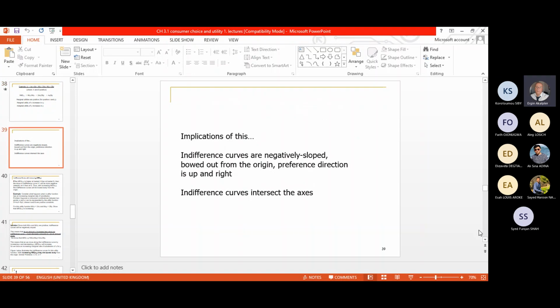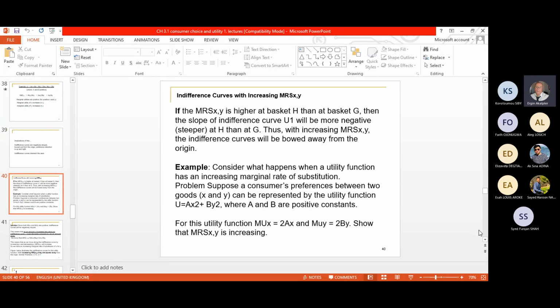Implication of this: indifference curves are negatively sloped and bowed out from the origin. Preference direction is up and right, and indifference curves intersect the axes. Indifference curves with increasing marginal rate of substitution of x to y: if the marginal rate of substitution of x to y is higher at basket h than at basket g, the slope of indifference curve u1 will be more negative, steeper at h than g. Thus, with increasing marginal rate of substitution of x to y, the indifference curve will be bowed away from the origin.